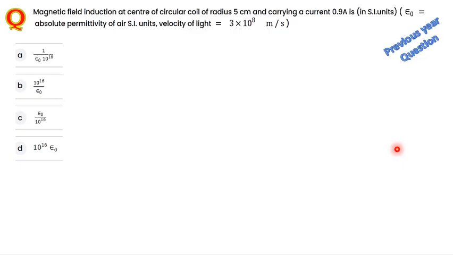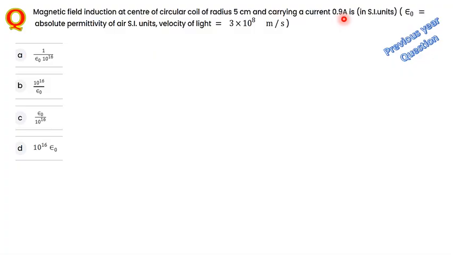Okay, now the first one: magnetic field induction at the center of the circular coil. Consider a coil with a radius of 5 centimeters. Always remember, in SI units we use radius or distance in meters, so we need to convert this. And the current carried here is 0.9 ampere.